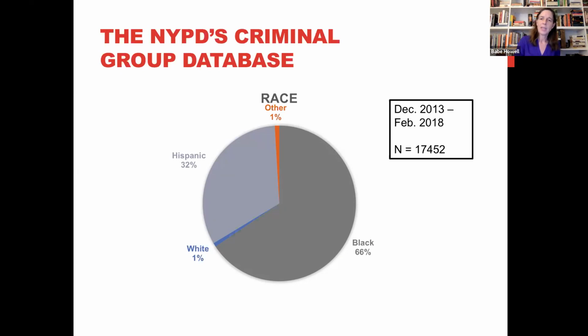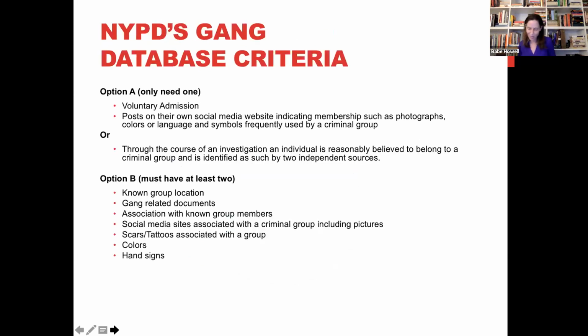As Alexis told us, they don't have to give you notice when they're putting you in this gang database, and you don't need to commit a crime. How do they get you on the gang database? Here's the criteria. They can say that you admitted to being in a gang, but they include in that looking at social media posts that they say are admissions.